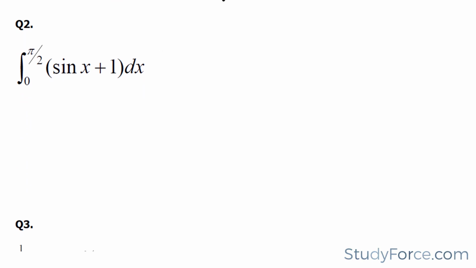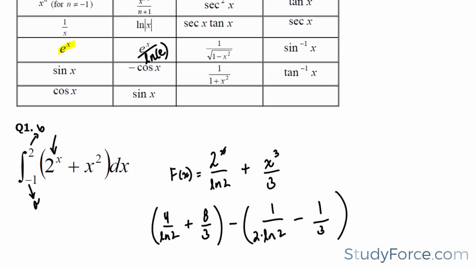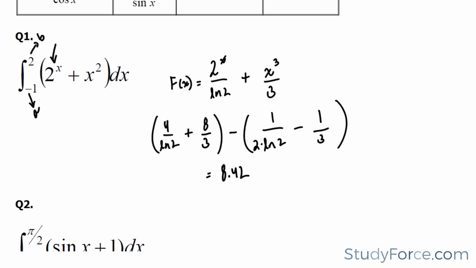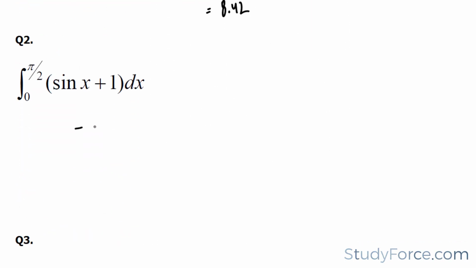In question number 2, they want us to find the area underneath the curve of sine x plus 1 between the intervals of 0 and pi over 2. Well, the integral of sine x, according to this table, is equal to negative cosine x. So that's the antiderivative, negative cosine x, and the antiderivative of 1 becomes simply x. And now we're going to need to evaluate this both at your b and your a. Let's start off with our b.